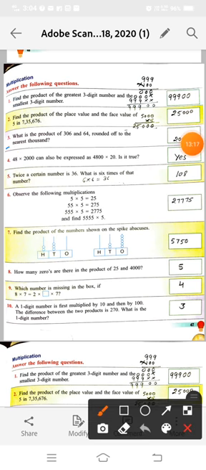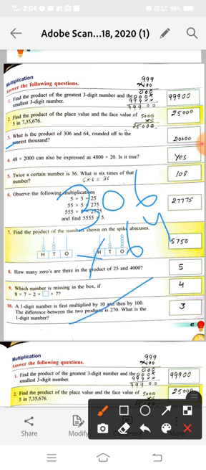Now the next question, third: what is the product of 3006 and 64? Round off to the nearest thousand. When we multiply 3006 with 64, which answer will we get? Do the multiplication.